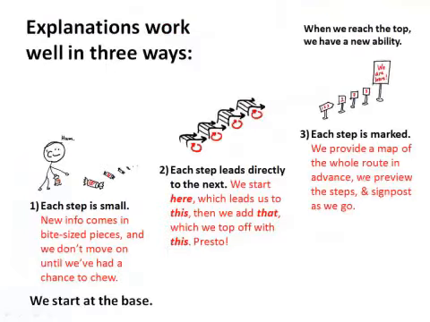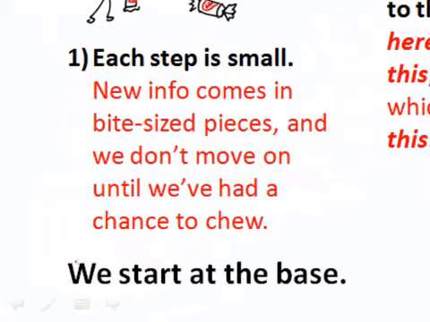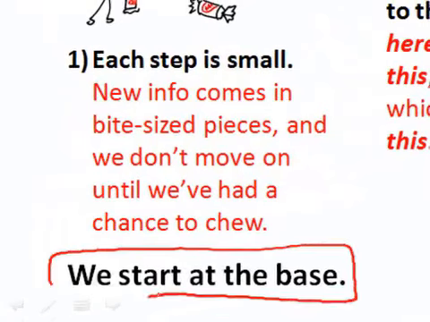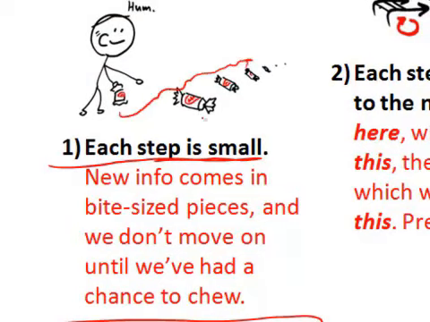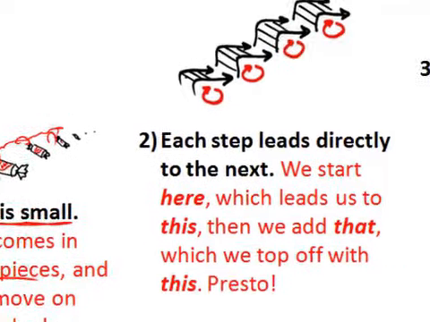Our really good escalator-like explanations work well in 3 ways. We always start at the base. We start down here at the bottom. And what we're going to understand is that each step that we take is small. We're going to munch our way along. Information comes in bite-sized pieces, and we don't move on until we've had time to chew each one.